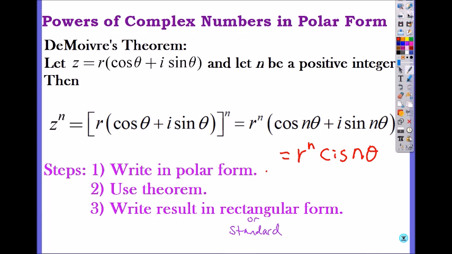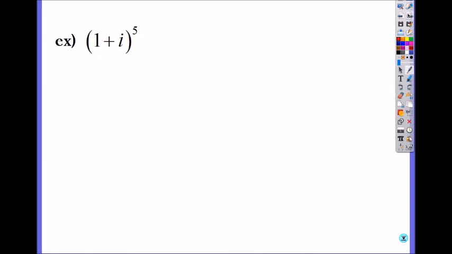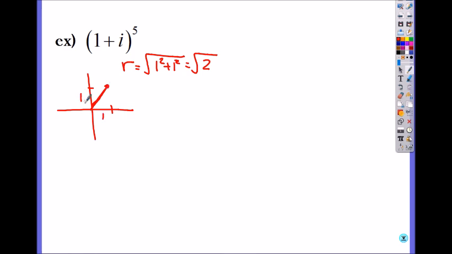Okay, so let's look at this. Here they gave you a standard form, so first you have to convert it into polar form. Where's 1 plus 1i? Draw it. Here's 1 and 1, isn't it? So what is the r then? Square root of 1 squared plus 1 squared, which is square root of 2. The r is square root of 2. If this is 1 and 1, what's the theta? Yep, 45, pi over 4.